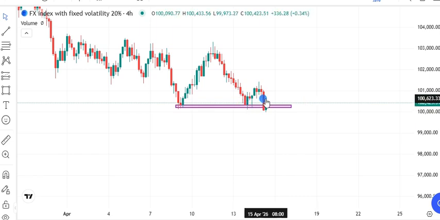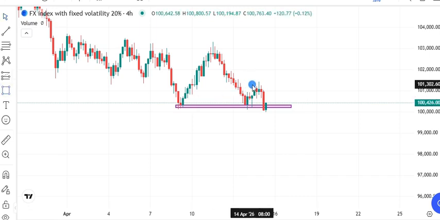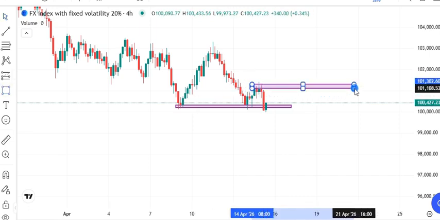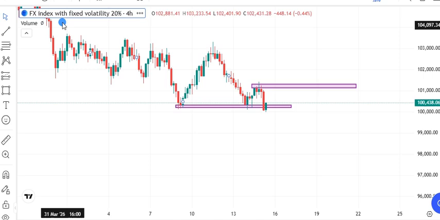Good. Now you can see it actually got to our previous support. Now what do I expect? I expect this to actually break below this. I just see the minor pullback. So long as I see price below this level, I'm still expecting it to go bearish. Then my bearish move comes up right here.